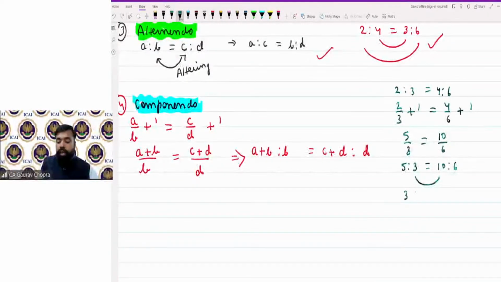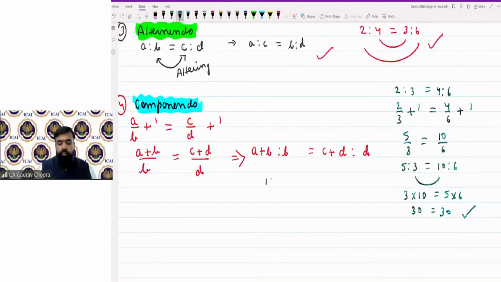So again, you can check they are in proportion. 3 multiplied by 10 is equal to 5 multiplied by 6. So 30 on both the sides. So they are in proportion. So after applying componendo also, they are in proportion. और in short, you can say that numerator में हमें किसको ऐड करना है, denominator. So we have to add denominator in the numerator.